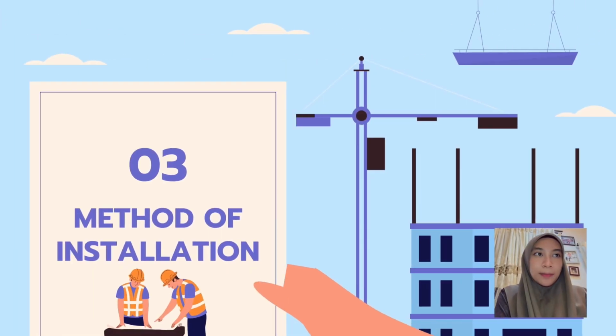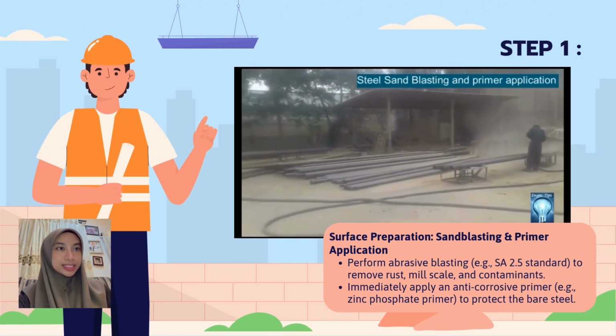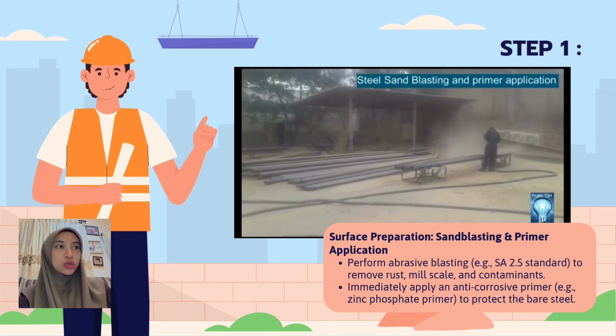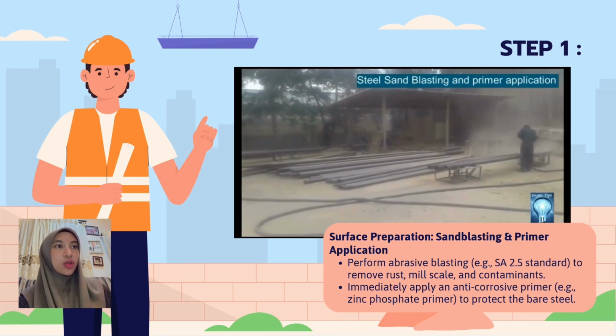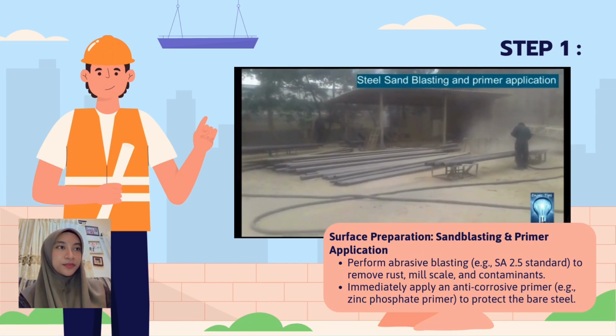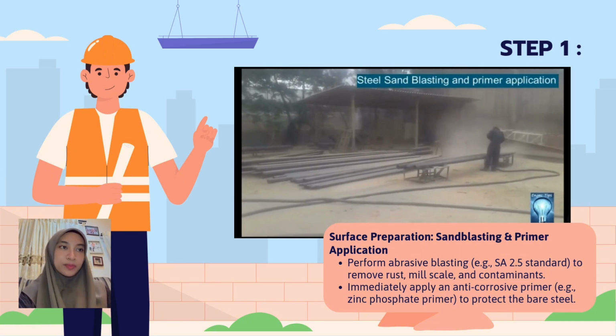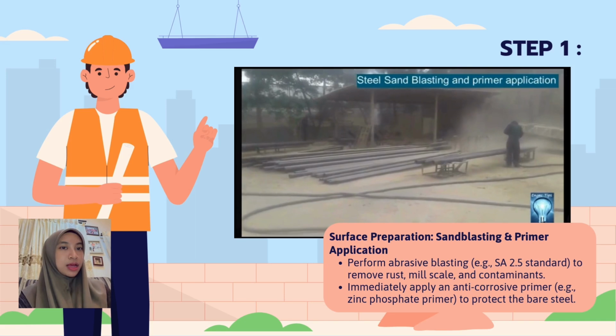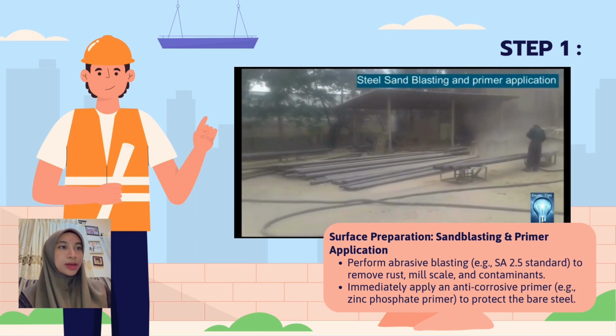The process of applying aluminium coating is detailed and must be done correctly to ensure long-lasting protection. Number 1. Surface preparation. Use abrasive blasting to remove all rust, dust and all coatings from the steel structure. This creates a clean, rough surface for the coating to stick to. Immediately after blasting, apply a zinc phosphate primer to protect the bare steel.